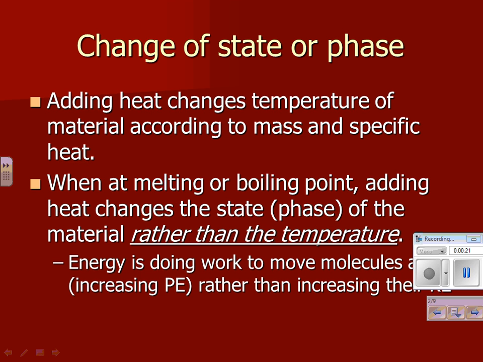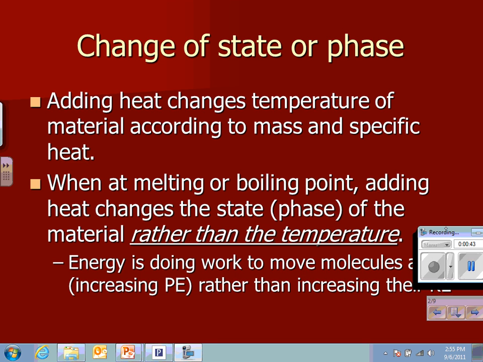Remember that we've been talking about specific heat, which tells us how much the temperature of an object changes when we add heat to it. Every type of material has its own specific heat. So by adding heat, usually you will have a temperature change, determined by the specific heat of the material and by how much of that material you have. So mass and specific heat determine how much temperature changes.